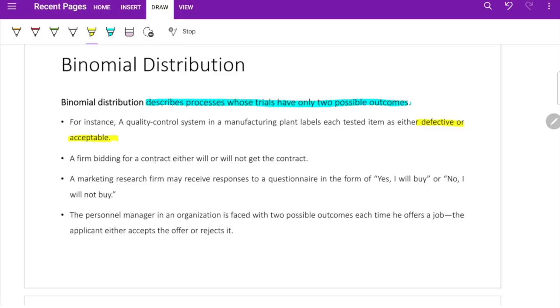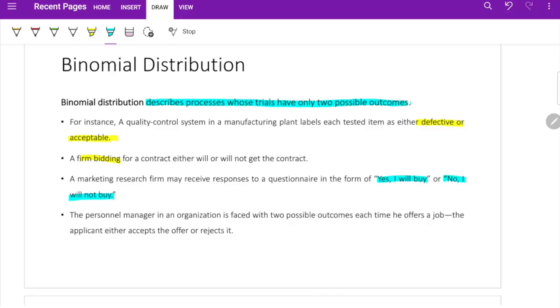A firm bidding for a contract either will or will not get the contract. If a firm does a bidding, we have only two outcomes. We don't have any third outcome. They're going to get the contract or they will not get the contract. A marketing research firm may receive responses to a questionnaire in the form of yes, I will buy, or no, I will not buy. Only two outcomes.